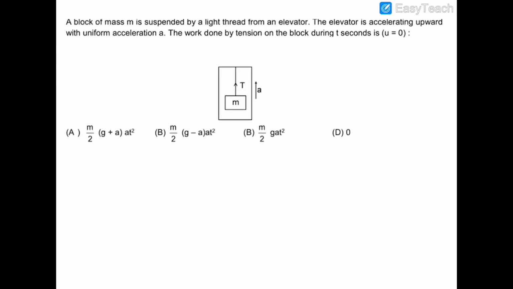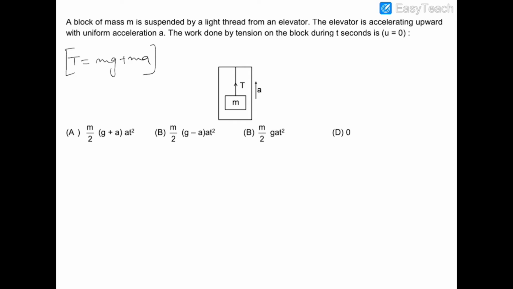In this question, it is given that there is a block of mass m which is connected with a rope to the roof of an elevator. The elevator is going up with an acceleration of a, and we need to find out the work done by this tension force on this block in time t. So first of all, we need to find out the tension force. The tension force will be equal to mg plus ma, because in the frame of the lift, pseudo force will also be acting on the block. So tension will be equal to mg plus ma.